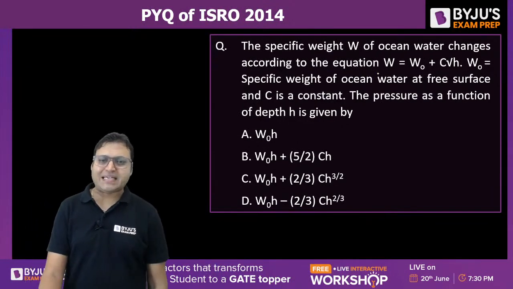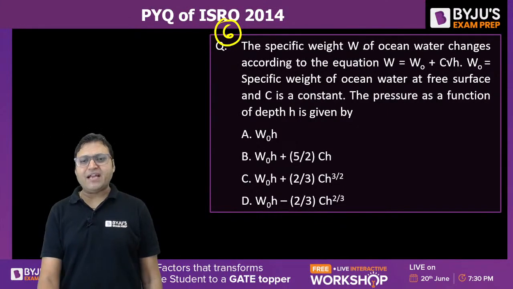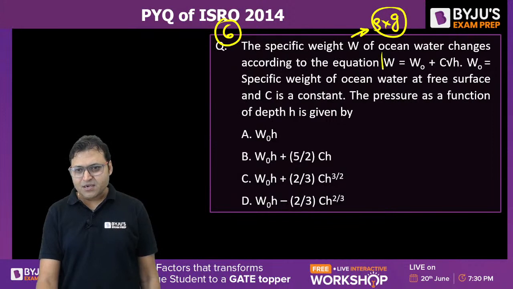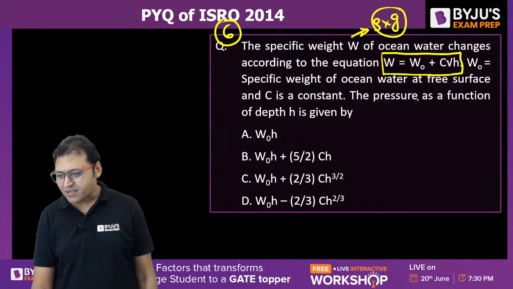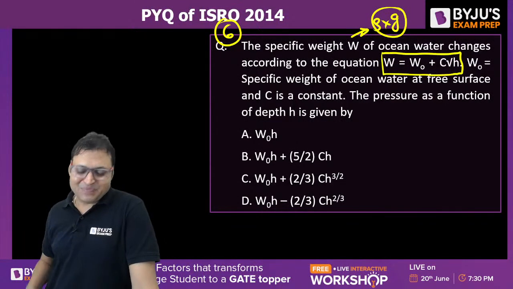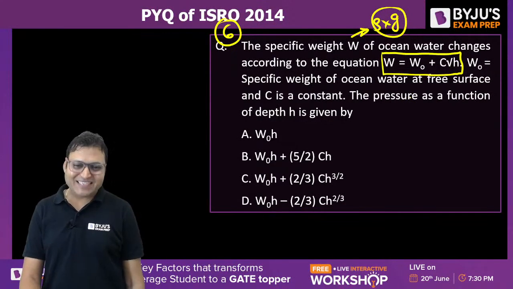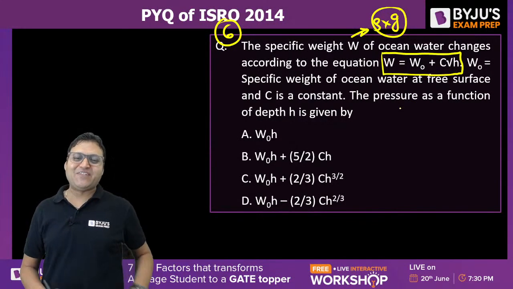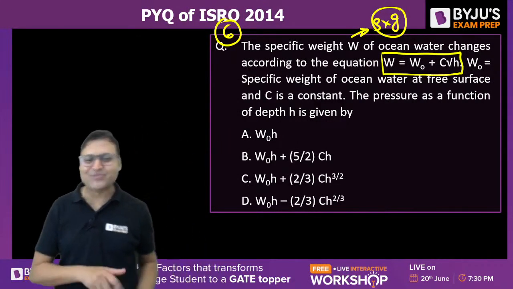So the next question on your screen, question number six. The specific weight, that is gamma, rho into g, of ocean water changes according to the equation W is equal to W naught plus C root H. Okay, so I will give you time to solve. W naught is the specific weight of ocean water at the free surface and C is constant. The pressure as a function of depth is given by what? What is the answer to question number 6? Let me know.